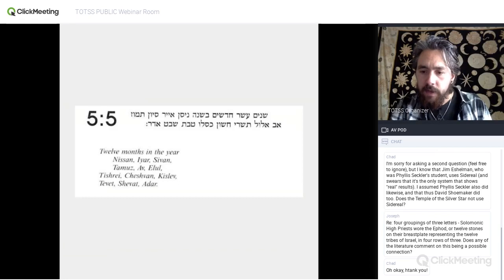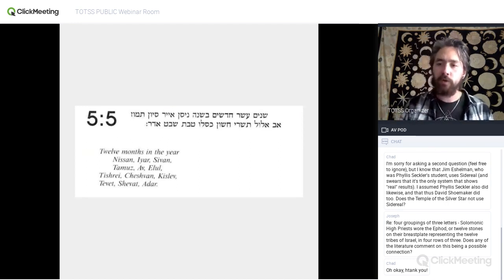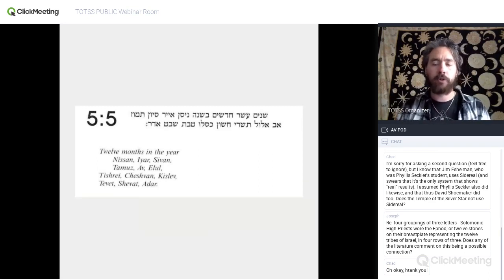Let's see. Joseph says the 4 groupings of the 3 letters, the Solomonic high priests' ephod, or 12 stones in the breastplate representing the 12 tribes of Israel, were 4 rows of 3. Does any literature comment on this being a possible connection? Yeah, it does. And actually, I'm glad you mentioned the 12 tribes. That's something that you will see in some old Golden Dawn sources. You'll see the attributions of the 12 signs of the zodiac to the 12 Hebrew tribes. It's not really relevant for our tradition, but yeah, they do all of those attributions.